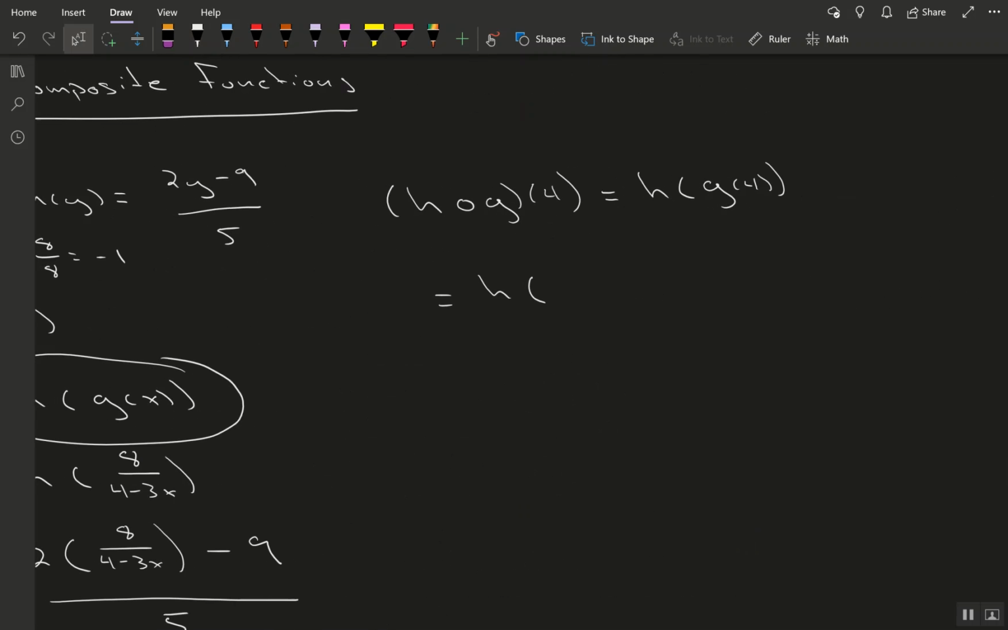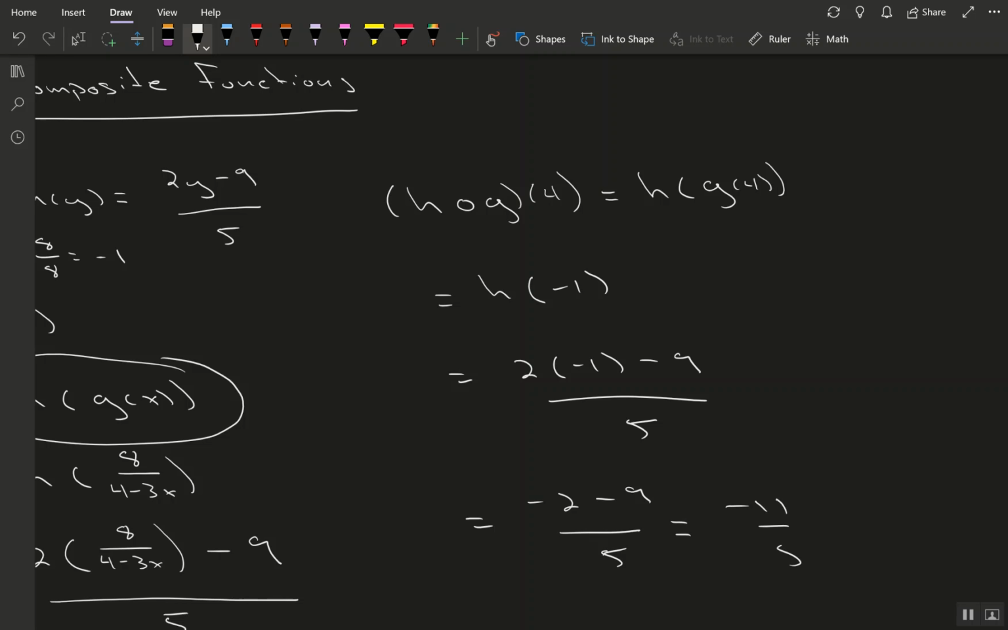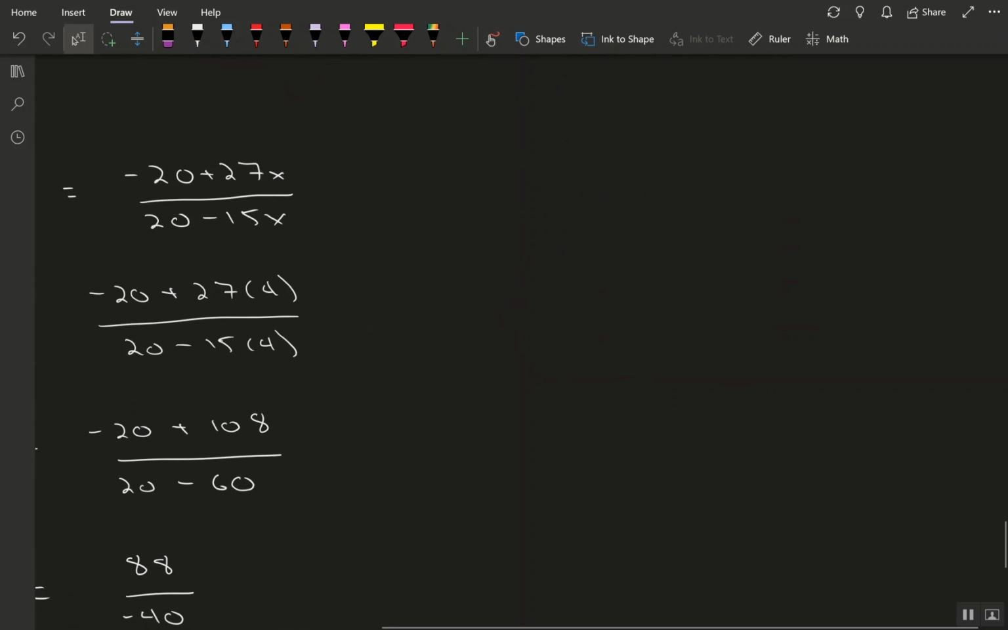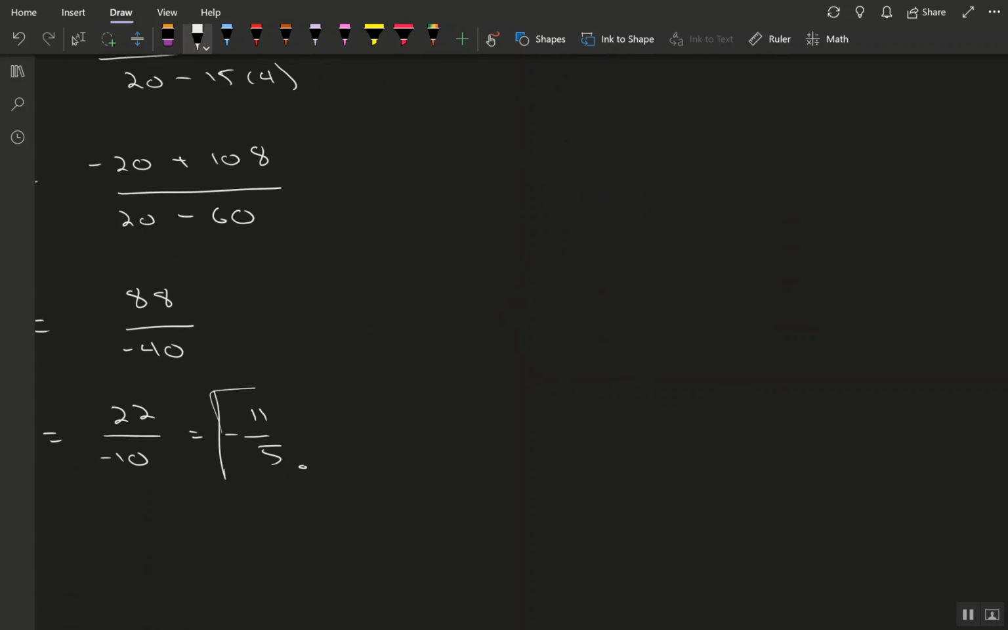Negative 1. And then here we're just really looking for h of negative 1, which would be 2 times negative 1 minus 9, all over 5. And that's equal to negative 2 minus 9, all over 5. So that's negative 11 over 5. Is that what I got down here? Wow, look at that. That's math, huh?